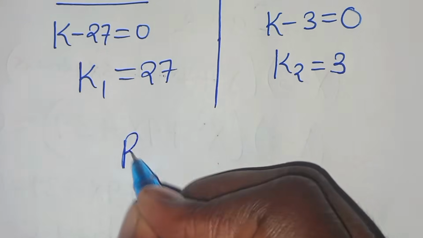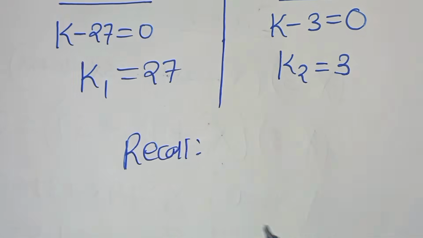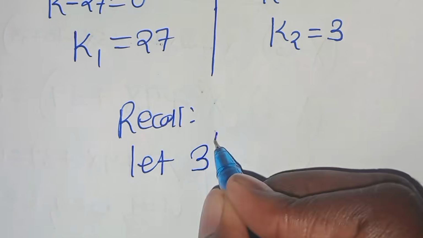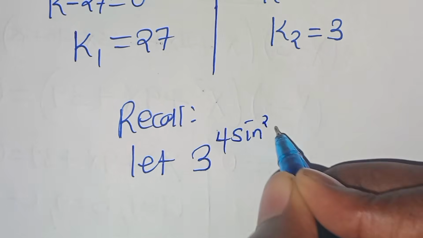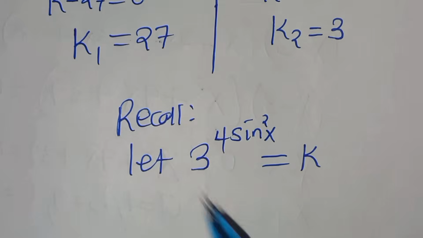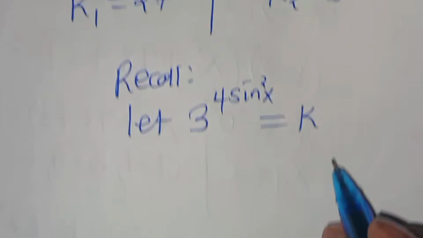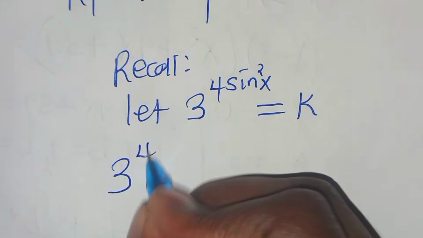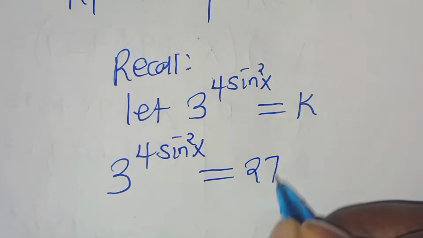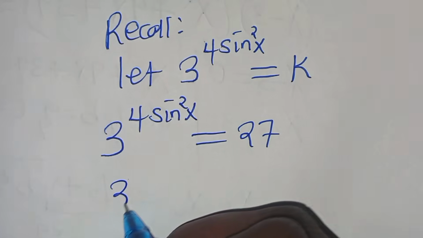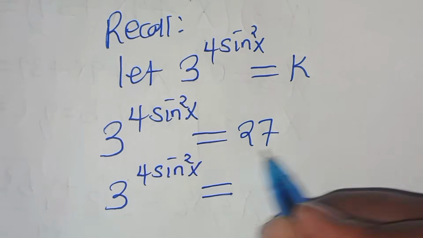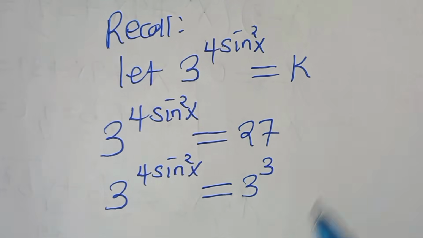Now, if you recall, we have seen that we let 3 to the power of 4 sine squared x be equal to k. So let's start with case 1, where k1 is equal to 27. So we have 3 raised to the power of 4 sine squared x, this is equal to 27, which is 3 to the power of 3.